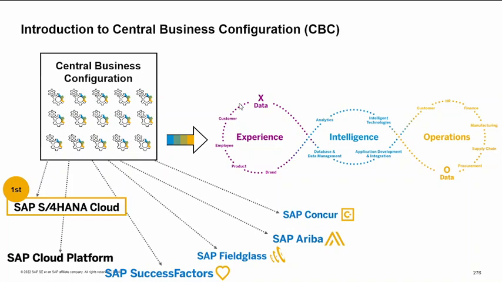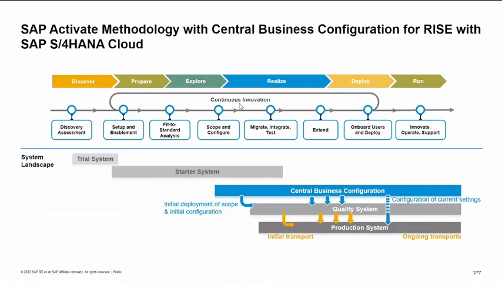But for the moment we have my configuration app. Okay, this is a question of some releases. So how does this look like? It doesn't change so much. You see here again the implementation phases: discover, prepare, explore, realize, deploy, etc. Remember the trial system in the discovery phase and the starter phase, mainly for the explore phase, for the fit to standard workshop and so on. It is remaining as it is.